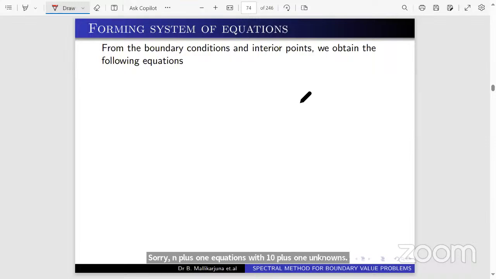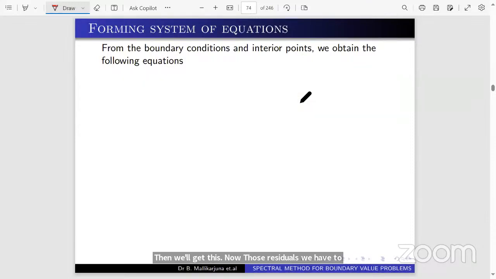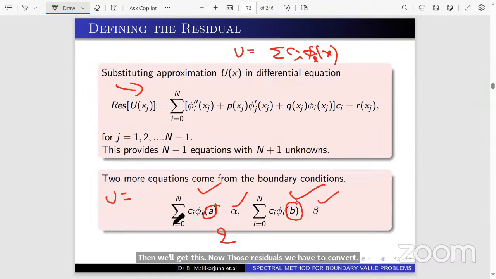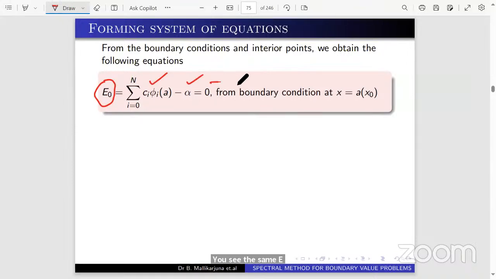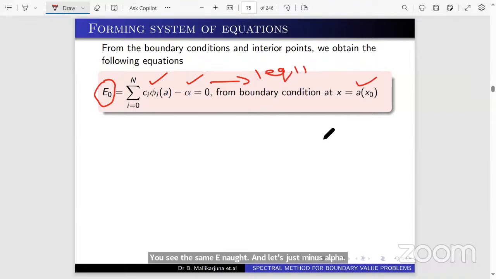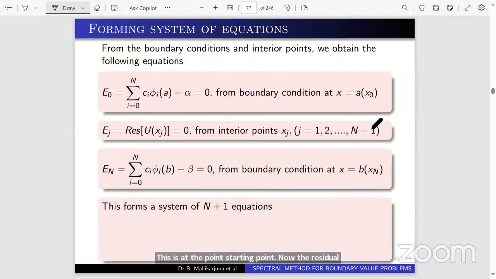Now, those residuals we have to convert in terms of the system of equations. You can see here, this is replaced with E minus alpha. You see the same E naught, LHS minus alpha. These will give one equation. This is at the starting point. Now the residual function will give n minus 1 equations. This will give the last equation.